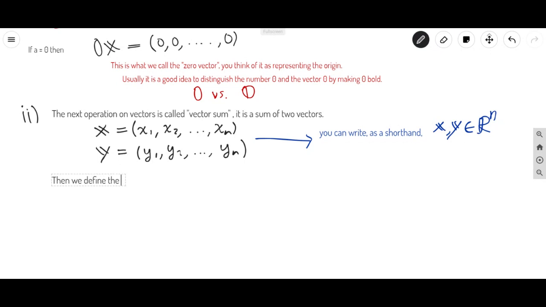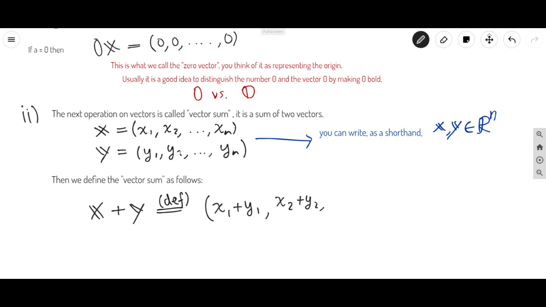Then we define the vector sum as follows. This is how you add two vectors together. Let me make it look a little bit nicer. So you do x plus y, and that is equal to, and this is again by definition, we are defining what it means to add two vectors together. And by definition, that operation is what you think it means. You just add component by component. You add the first two components together, you add the next two components together, and you do that all the way until the last components, and then you just add the last components together.